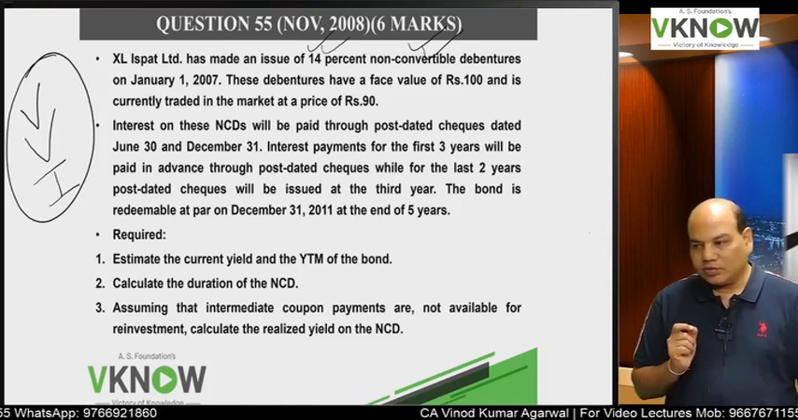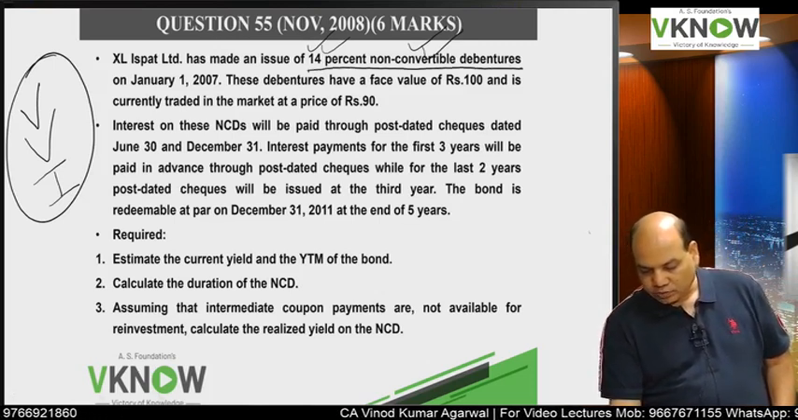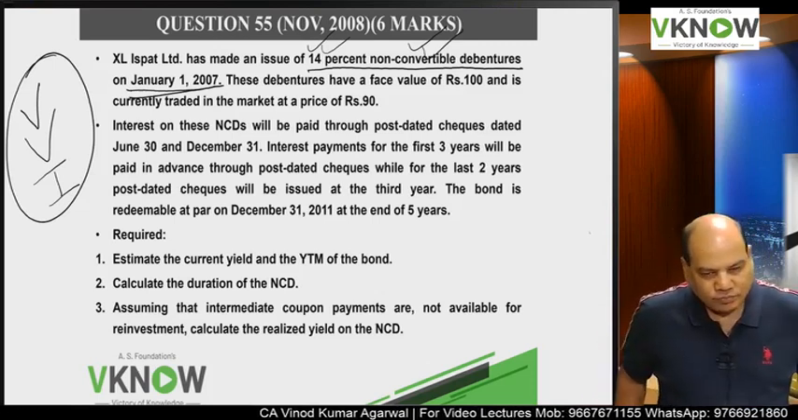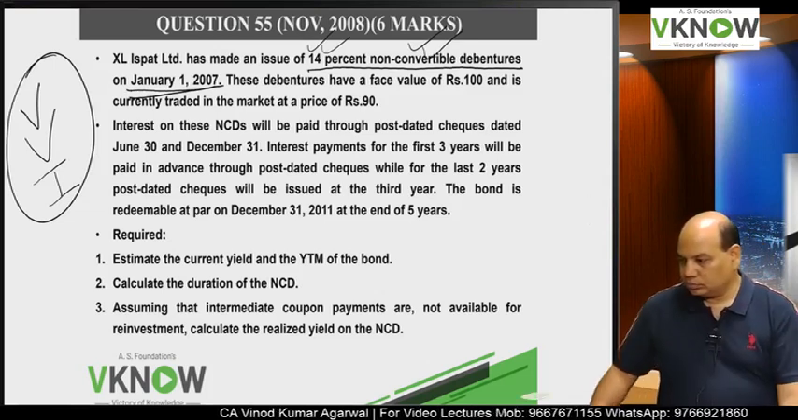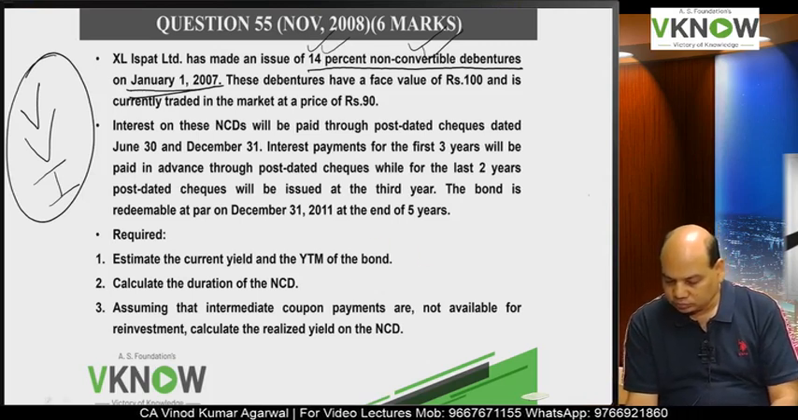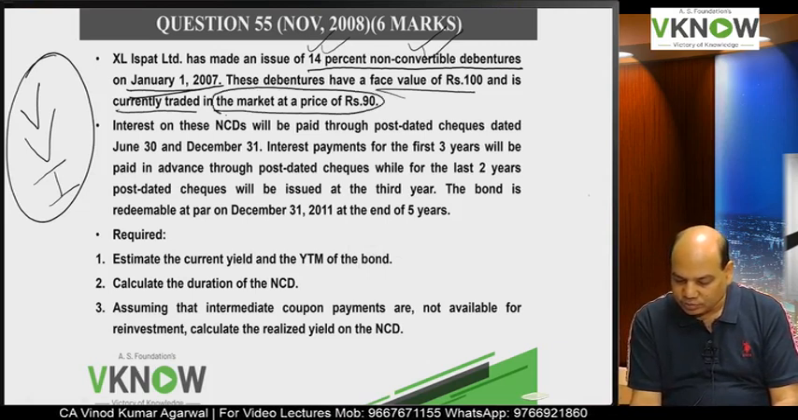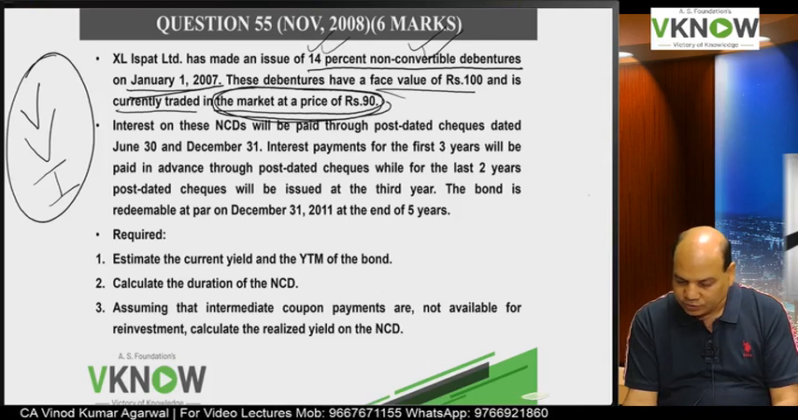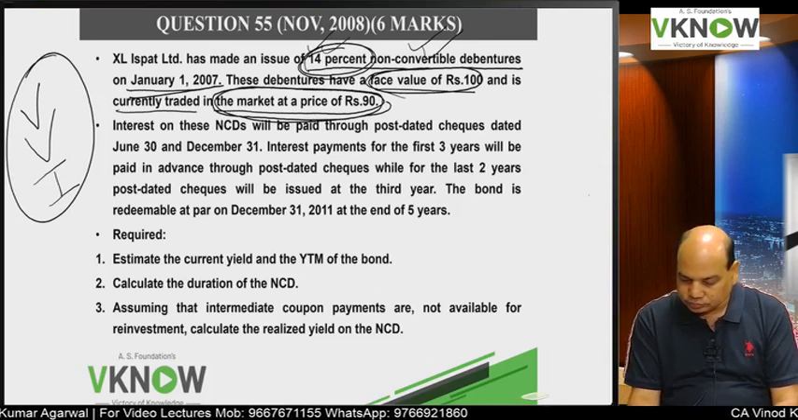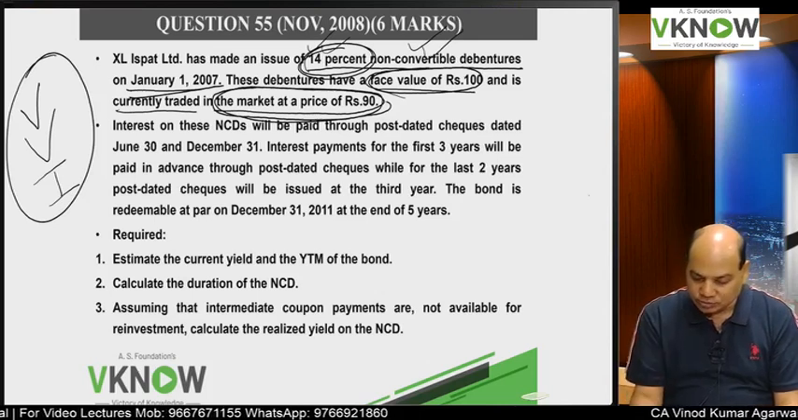Excel Ispat Limited has made an issue of 14% non-convertible debenture on 1st January 2007. These debentures have a face value of rupees 100 and are currently traded in the market at a price of 90. Coupon rate is 14%. So its YTM must be higher than 14% because it is trading at a discount.